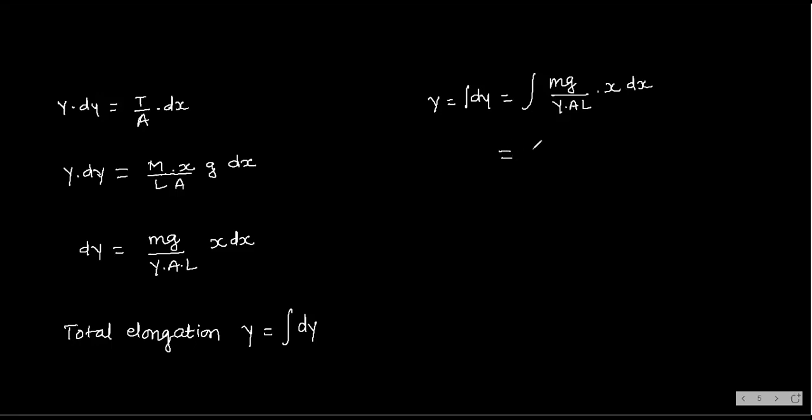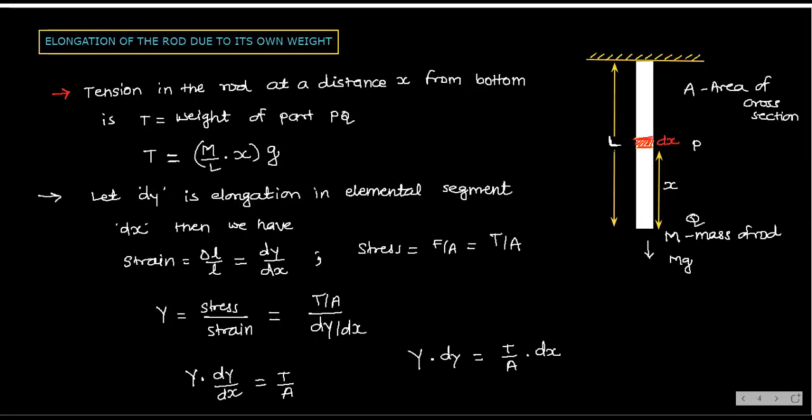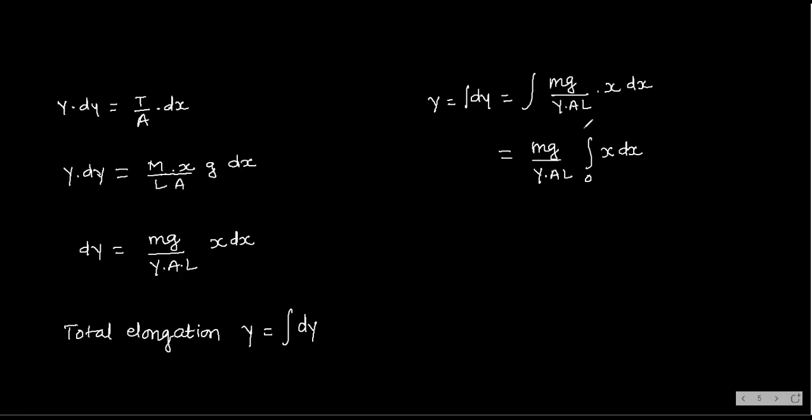What we are getting, let's see, mg by Y A L integration x dx. So what should the limits of integration be? From this to this. So that's why I'm integrating from 0 to L. Now there is one formula of integration. Those who don't know, integration of x power n dx is equal to x power n plus 1 by n plus 1.